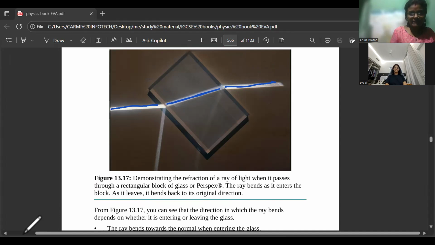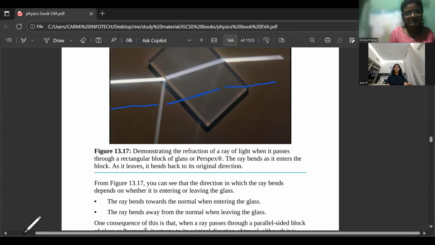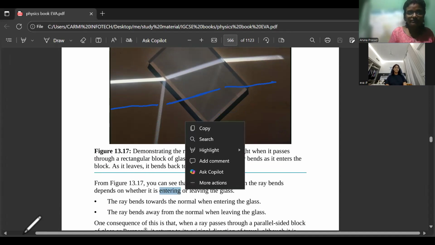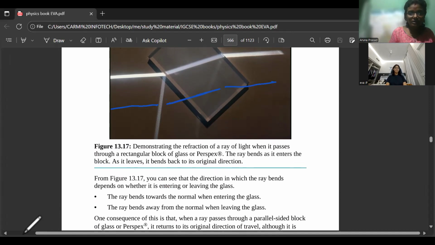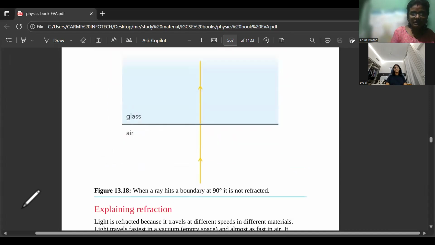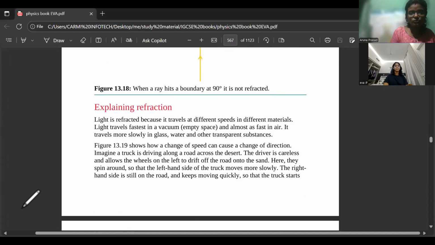Now next, what are they saying? This is done. As it leaves, it bends back to its original position. From figure 13.17, you can see that the direction in which the ray bends depends on whether it's entering or leaving the glass. So its direction depends on in which medium the ray is traveling. The ray bends towards the normal. Now this is important. They have not shown it here. Let me check if any picture they are showing next. No. Then I will have to show you.